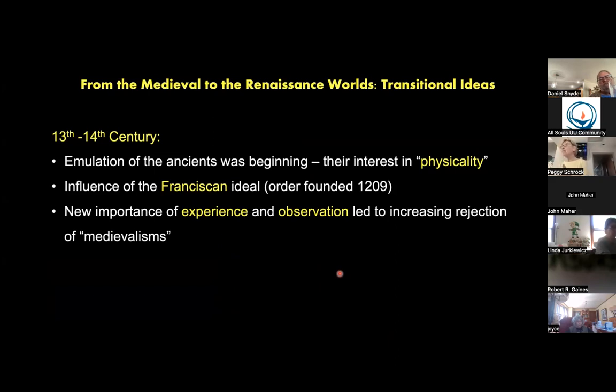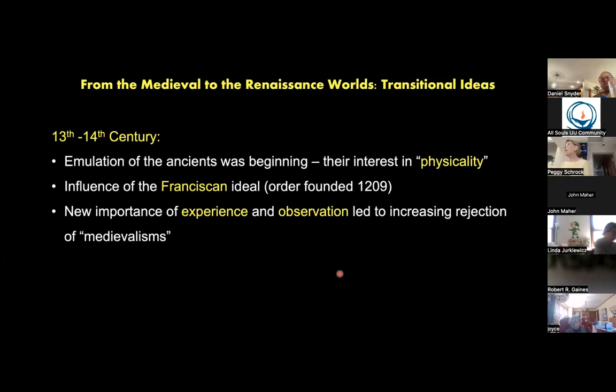The ideas that had been in the air as early as the 13th century, to one extent, you know, that sculpture we saw in Rheims Cathedral that was so like Roman sculpture, that was 13th century, but mostly it's the 14th century where you see all the changes. For one thing, emulation of the ancients is beginning. Their physicality, influence of the Franciscans is going to continue and grow, the importance of experience and observation. This is something that Franciscans bring as well, led to an increasing rejection of medievalisms.